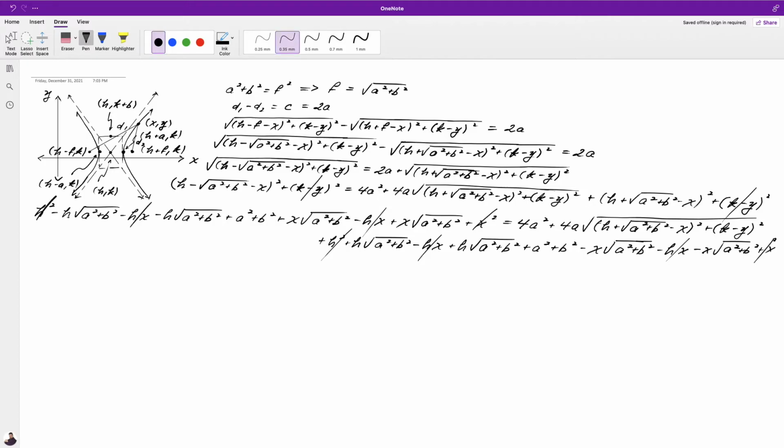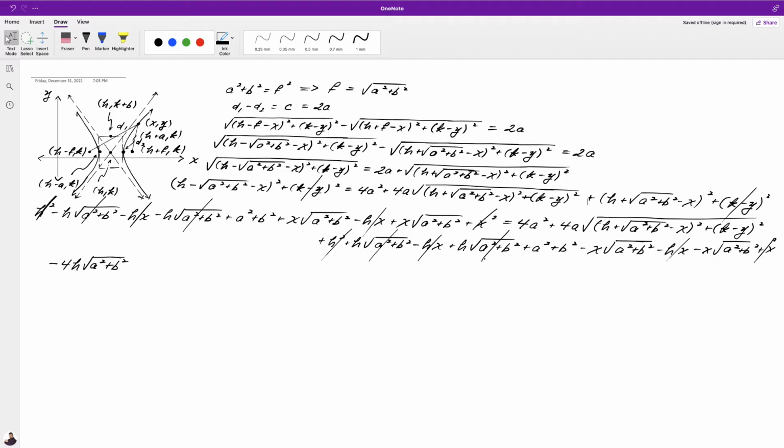Now, we've got a negative h times the square root of a squared plus b squared, and another one, and that's negative 2h times the square root of a squared plus b squared, but we can actually subtract an h times the square root of a squared plus b squared 2 times from this side. Okay, and doing so is going to give us negative 4h times the square root of a squared plus b squared. Okay, so let's account for that.